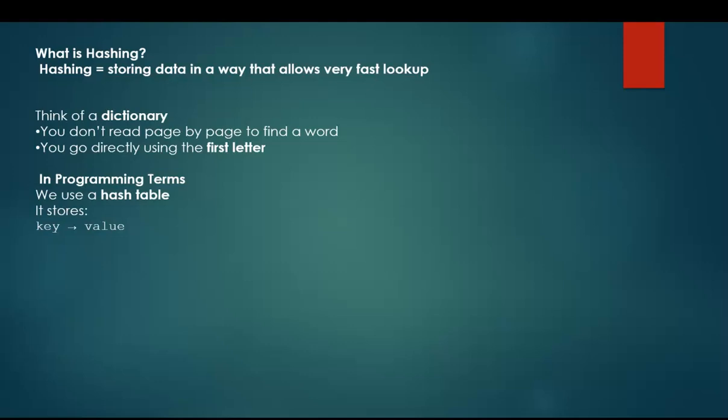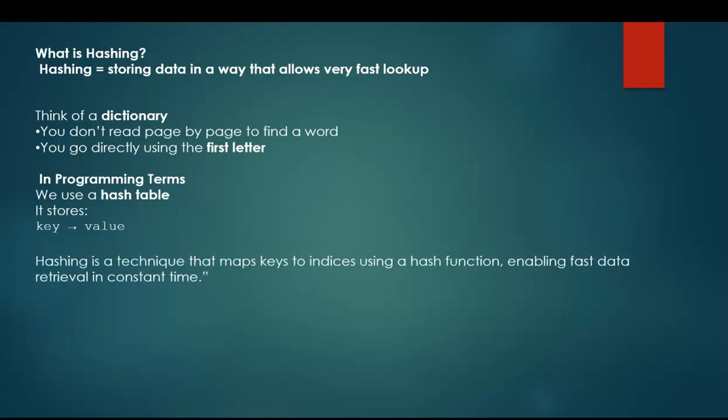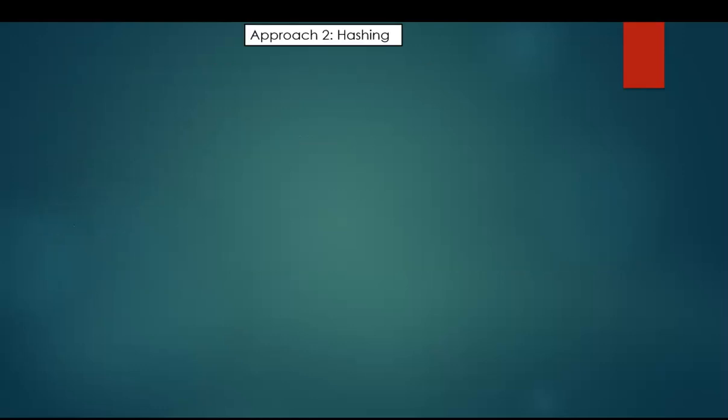So in programming terms, in computer science terminology, we use a hash table, or simply a hash, which stores key value pairs. So what is hashing? It's a technique that maps keys to indices using a hash function that enables faster data retrieval in constant time, that is order of 1. This is the primary advantage of using hashing.